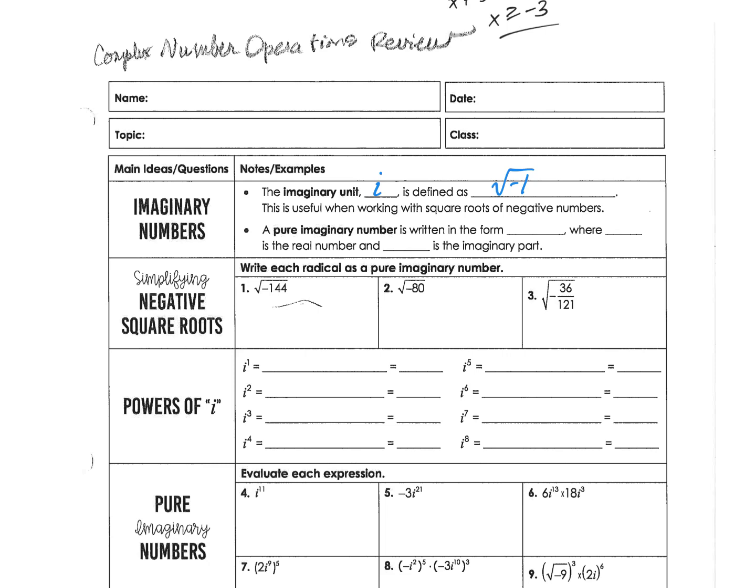Okay, a pure imaginary number is written in the form bi, right? Now, really this should say a complex number. I don't like the way they say this. A complex number is written in the form a plus bi, guys. A plus bi, all right? Where a is the real part of the number and the bi is the imaginary part.